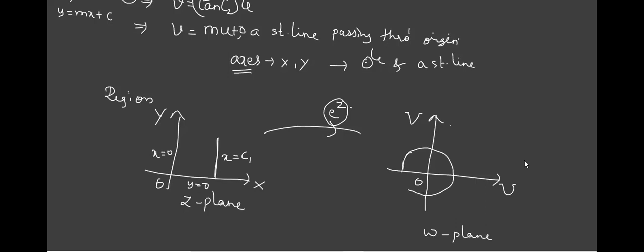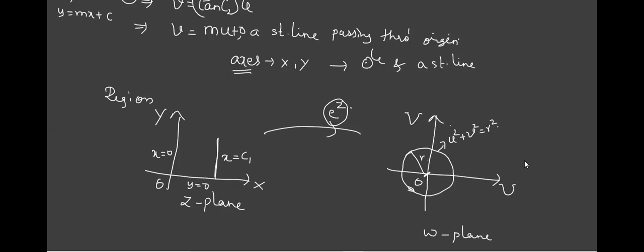This is a circle with center as the origin, and radius is r. What is the equation of this? u square plus v square equal to some r square. Got it? This is the first thing.